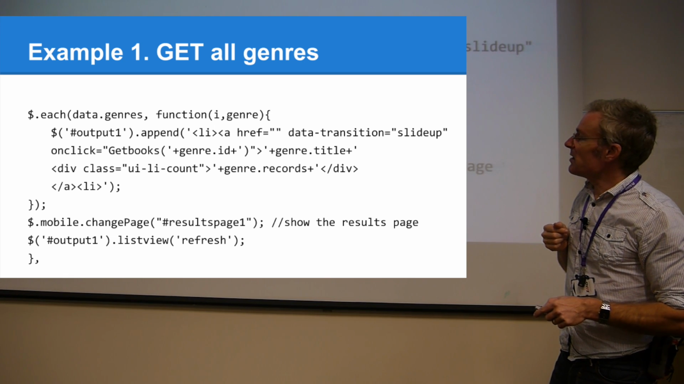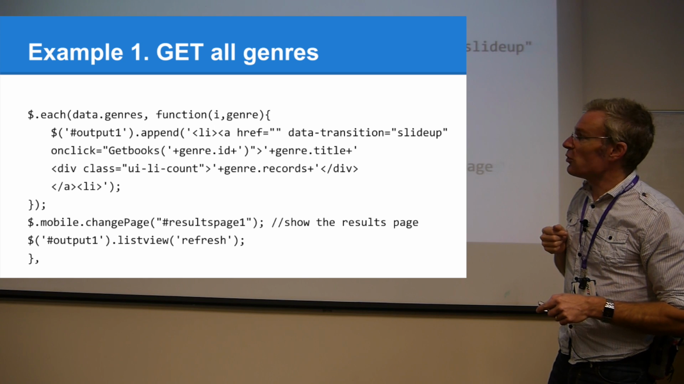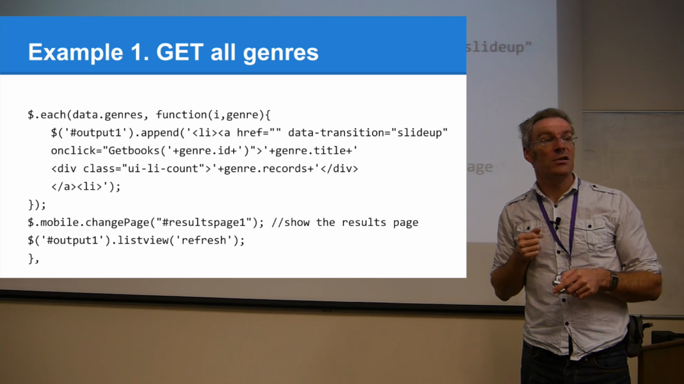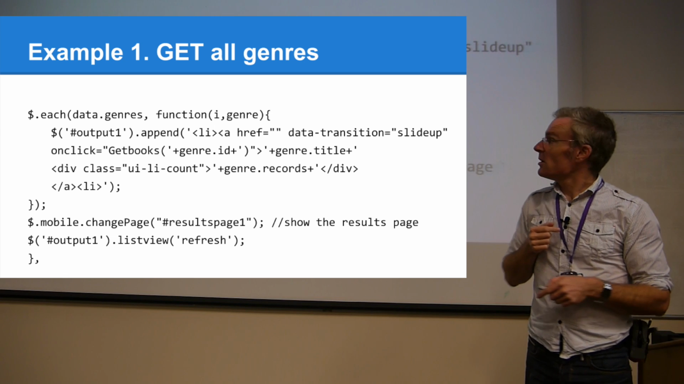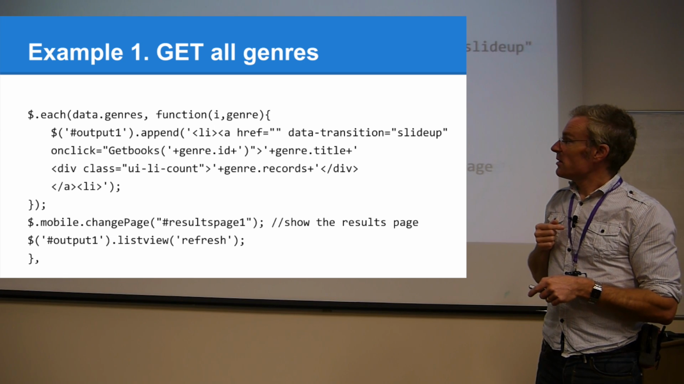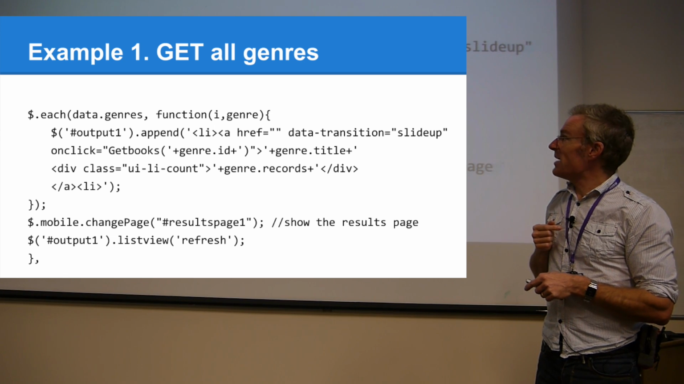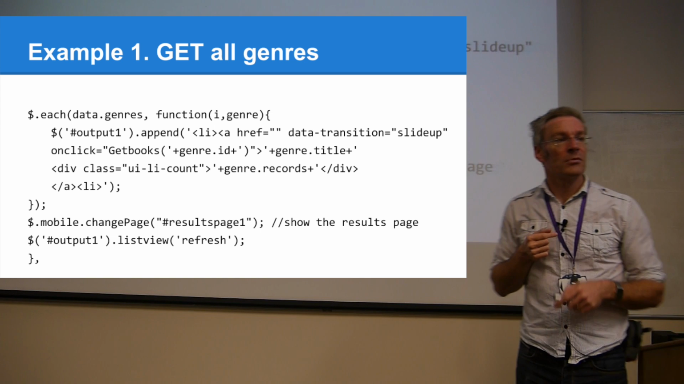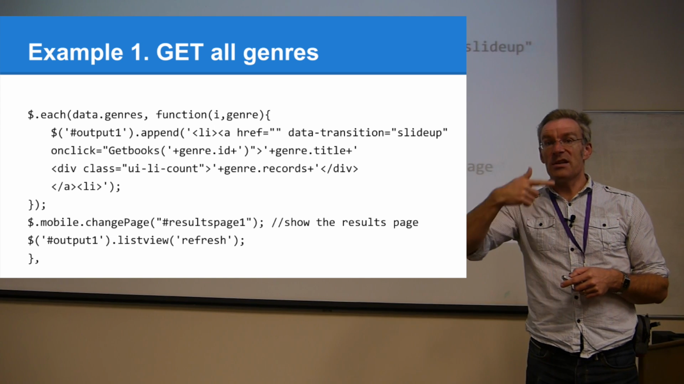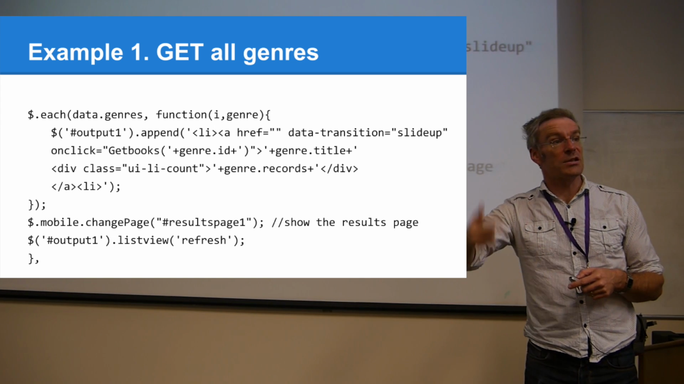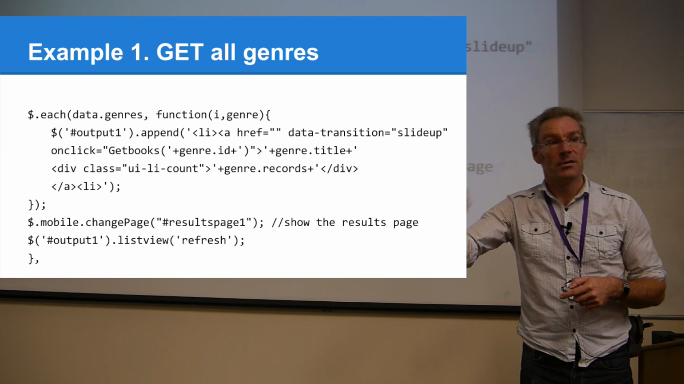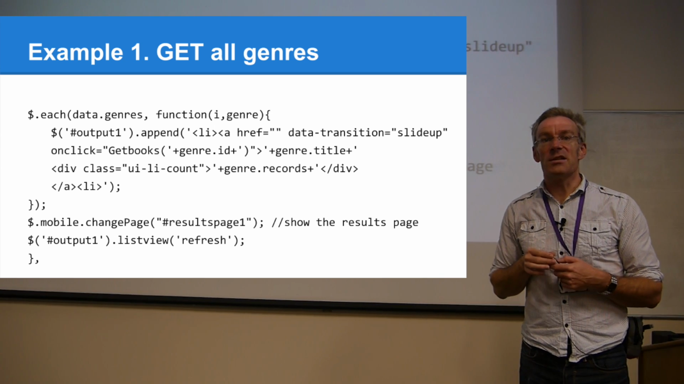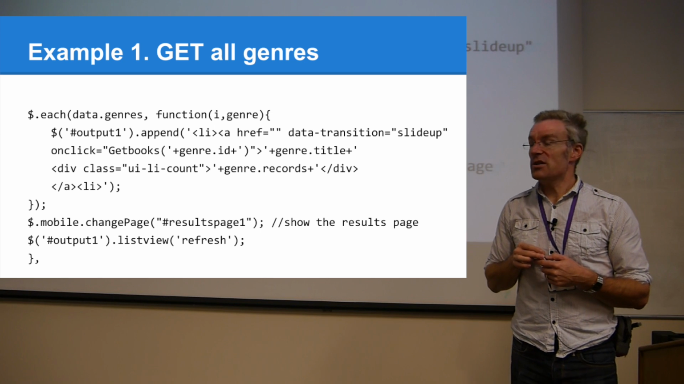Now remember I said I had a UL called output1 on the previous slide, a list with no list items inside. Well, look at this one. $('#output1').append, which basically adds the list item into that list. And every time it loops around, it adds an extra list item in. Nice and easy, isn't it? You can see how this works. And this is jQuery.